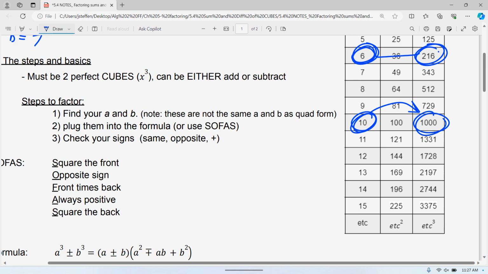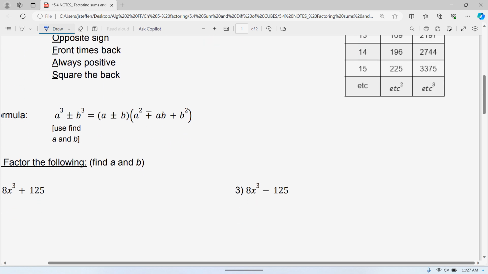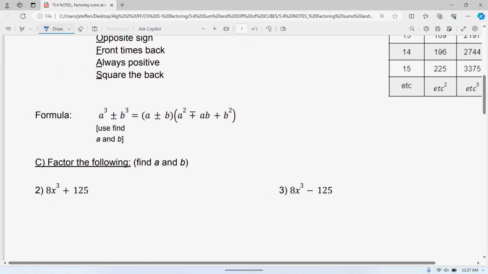Last but not least, check your signs. In your answer, your signs should be same, opposite, and then plus every single time. Same, opposite, plus. And we'll talk about what that means in a second. So to jump ahead a little bit, we're going to look at the formula, and then I'll go back to what SOFAs stands for.